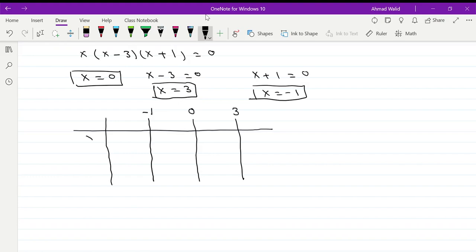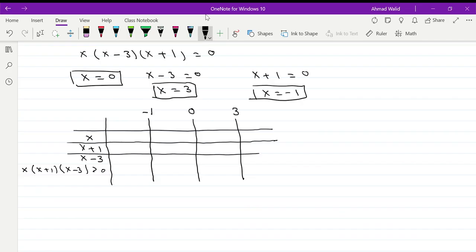The first one was x, the other one was x plus 1, the other one was x minus 3, and in the last, the polynomial x times x plus 1 times x minus 3, the product of all these three, greater than what? I think this problem was greater, right? Greater than 0. Let me separate this. One row, two rows, and three rows. Of course, here you have infinity, and on this side here you have negative infinity.